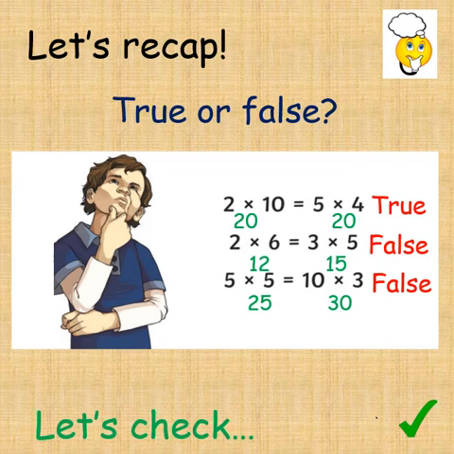Okay, and the last one. 5 multiplied by 5, you should have got 25. And then 10 multiplied by 3 is 30. And I know that 25 and 30 aren't the same. They're not equal. So that one is false as well. So well done if you got those right.